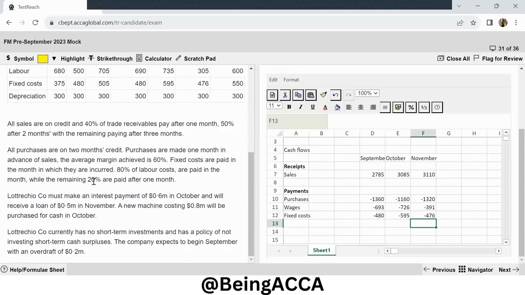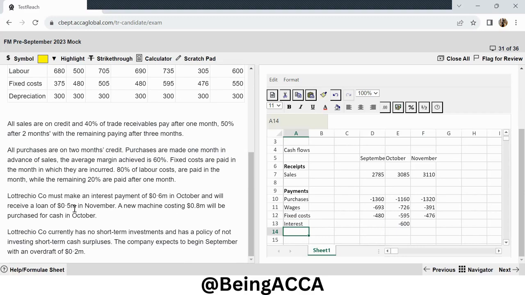Then we have covered the question till here. Must make an interest payment of 0.6 million in October. So we have the month of October over here. So 0.6 million, I will convert 0.6 million into thousands, because all our working is in thousands. So 0.6 million is 600,000. So this will be minus 600. So this is my interest on loan. Right. So just let it be interest, because it is not mentioned on which thing we are paying interest.